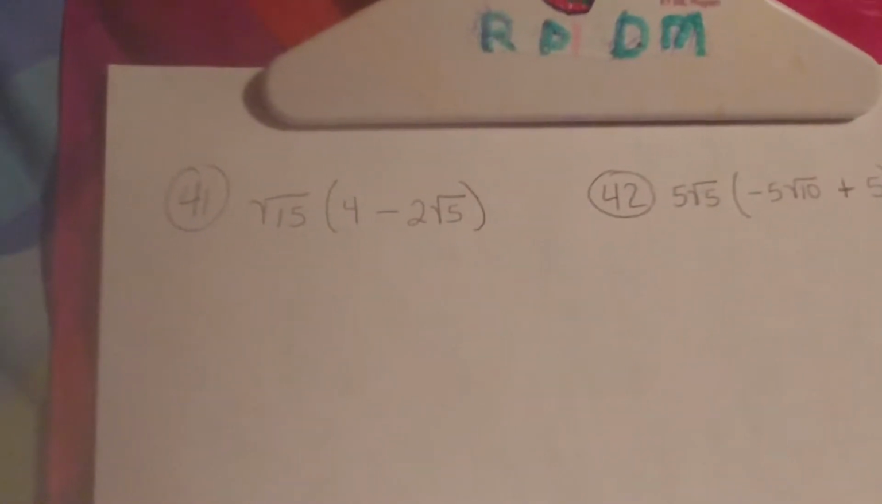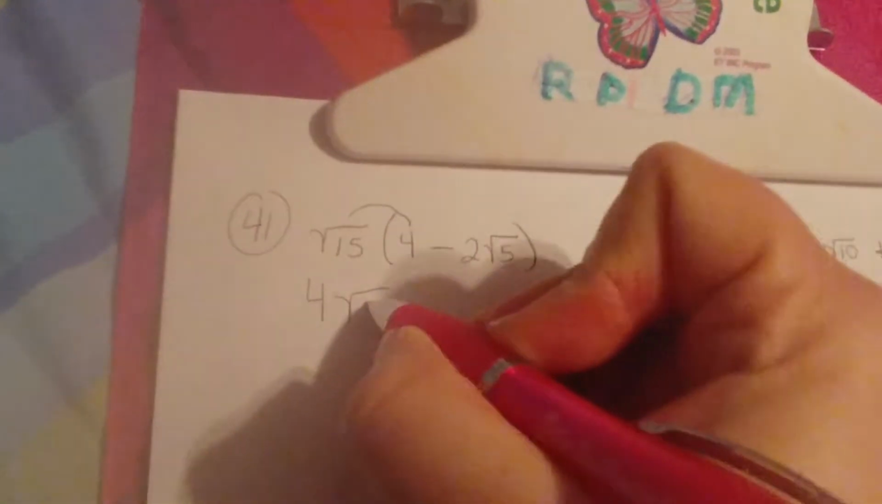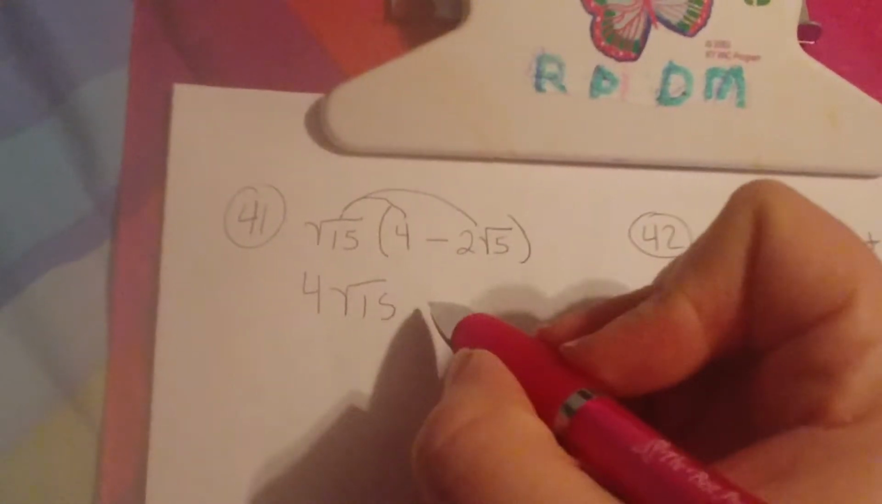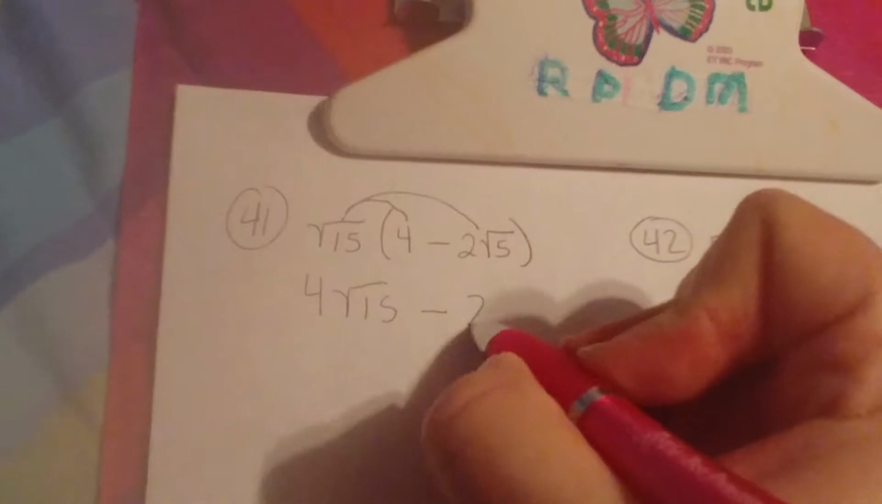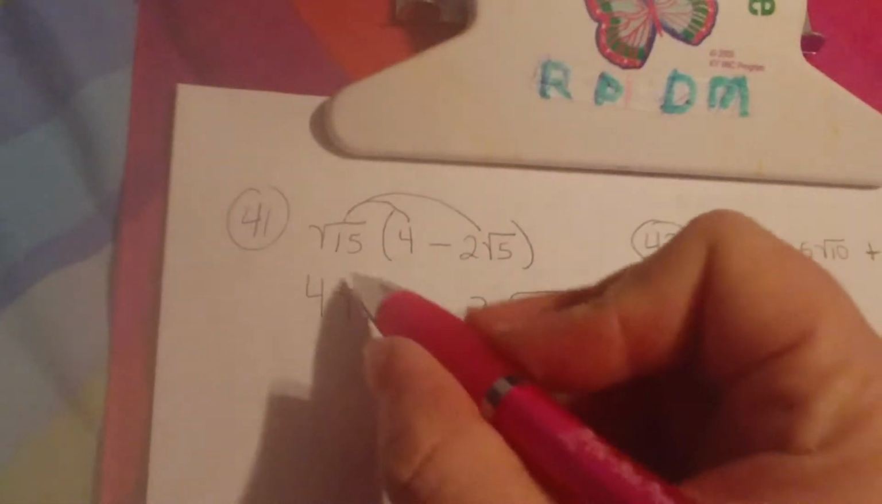Okay, for the first problem, we're going to distribute. So that's square root when I come in here and multiply. That first one's going to be 4 square root of 15. And then when I come in here and I multiply again on the second term, that 2, since it's on the outside, I keep. And then underneath here, this is where I multiply 5 times 15.